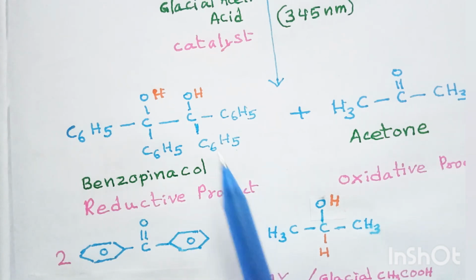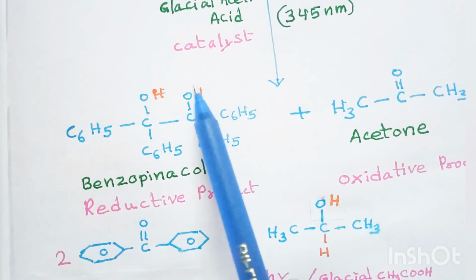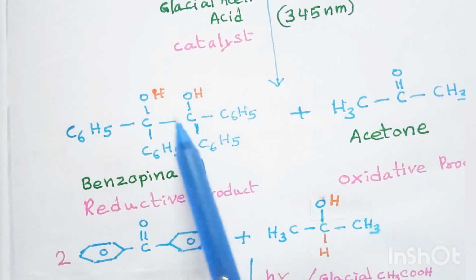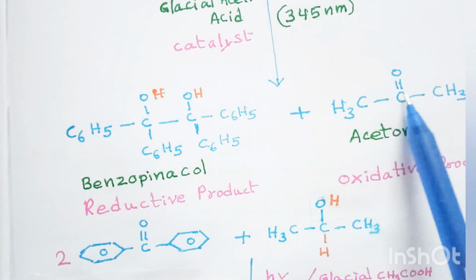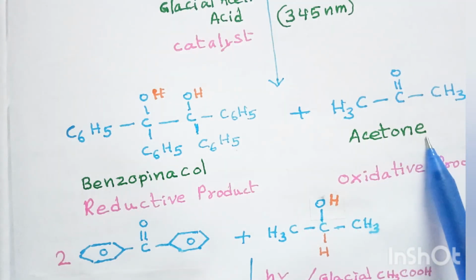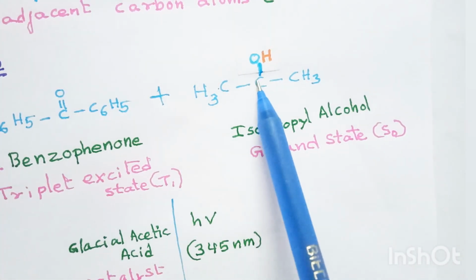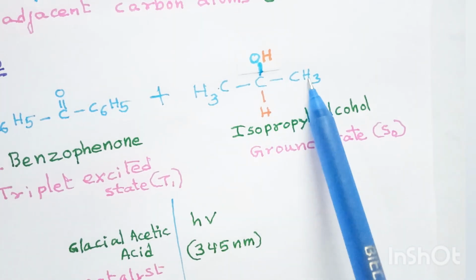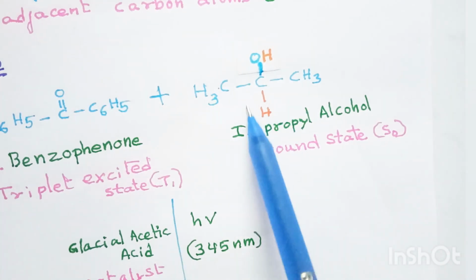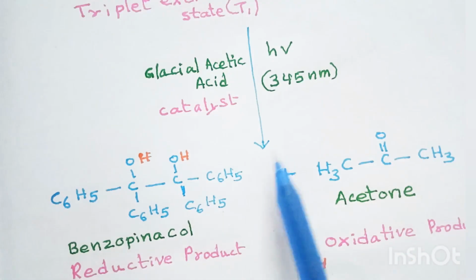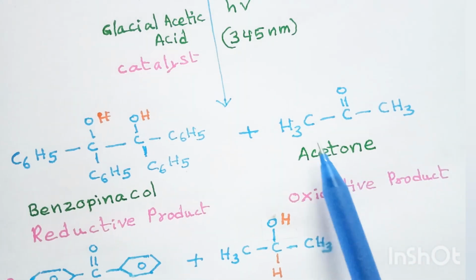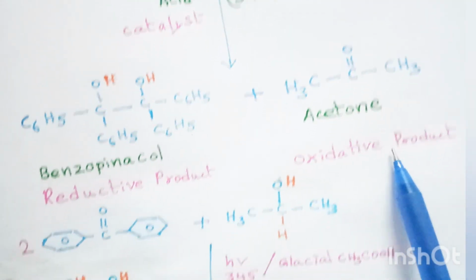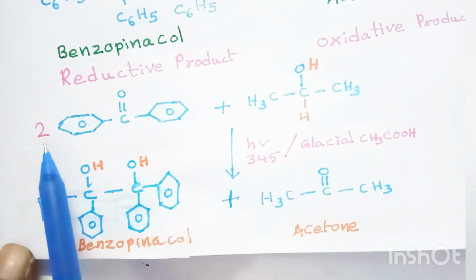This is a reductive product since it has abstracted or gained two hydrogen atoms. Plus CH3, C double bond O, CH3, this is acetone. In other words, isopropyl alcohol, CH3, COH, CH3, has lost this hydrogen atom and this hydrogen atom to benzophenone to give benzopinacol. So this product is oxidative product and it is acetone.